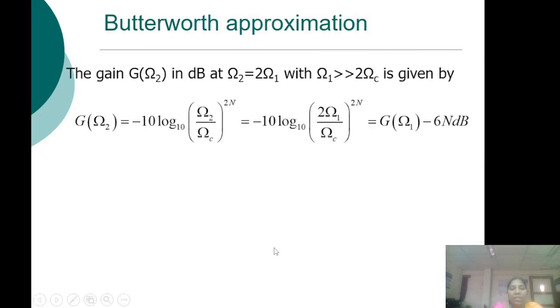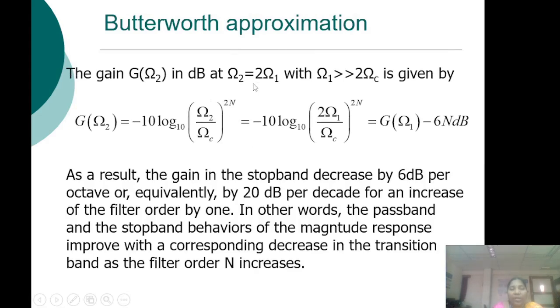So if you see the gain, when omega 2 is equivalent to 2 omega, suppose the assumption is the gain g of omega 2, expressed in decibels, and you consider omega 2 equal to 2 into omega 1, so in that case omega 1 should be greater than 2 omega c. You take the general expression here, and in that we have to substitute omega 2 by omega c, and in the place of omega 2 we have to substitute 2 omega 1. When you simplify this, g of omega 1 will be equal to minus xn dB.